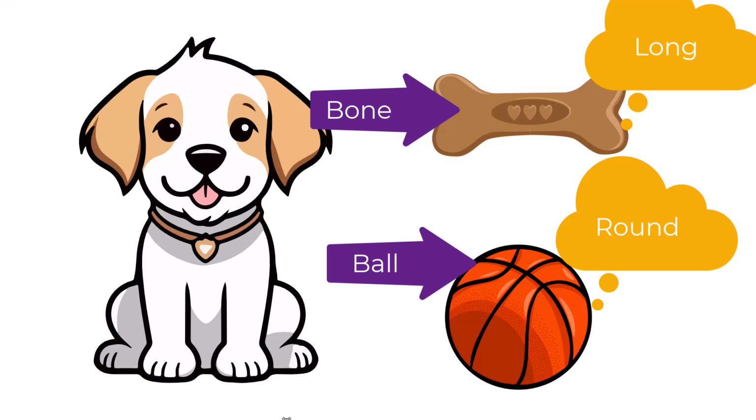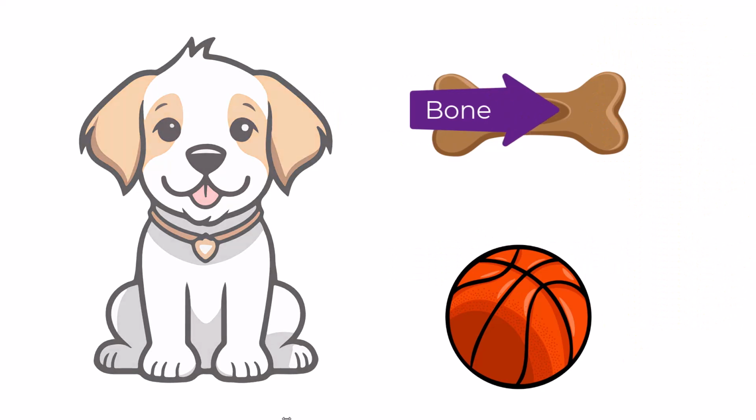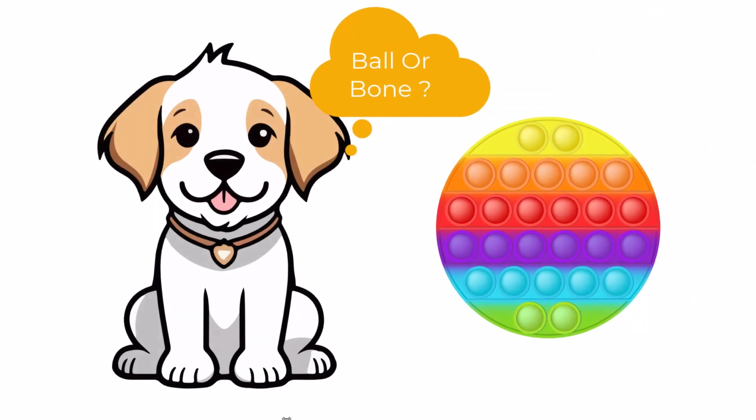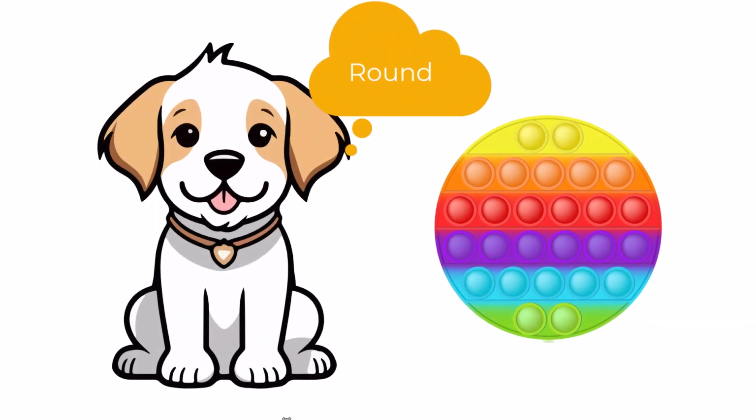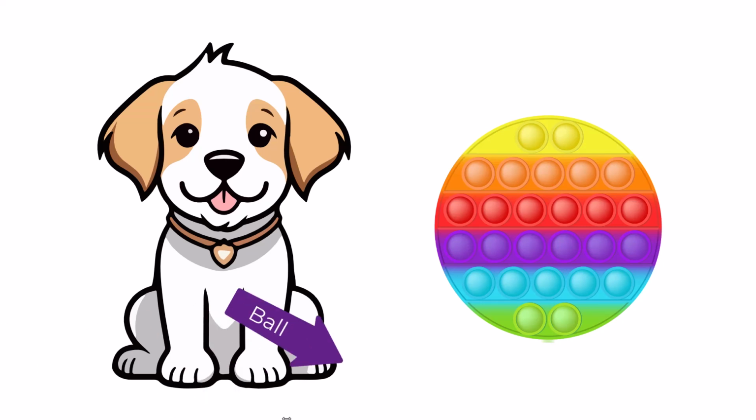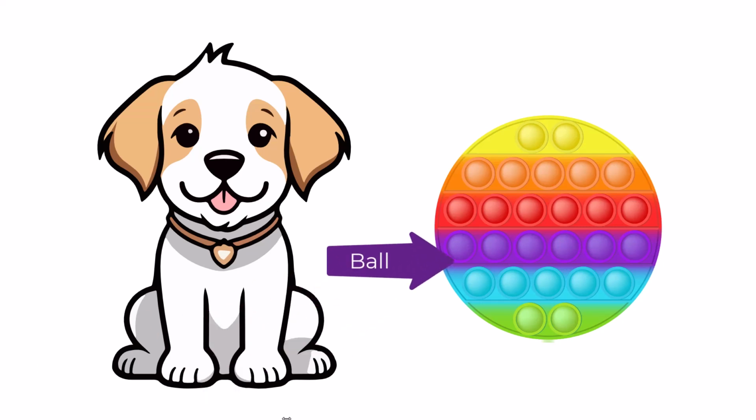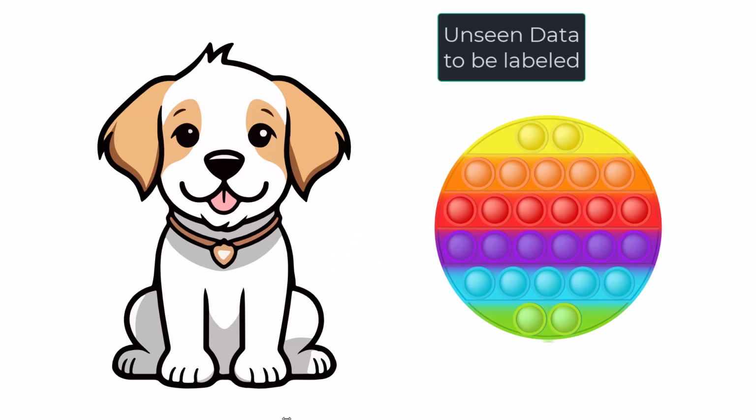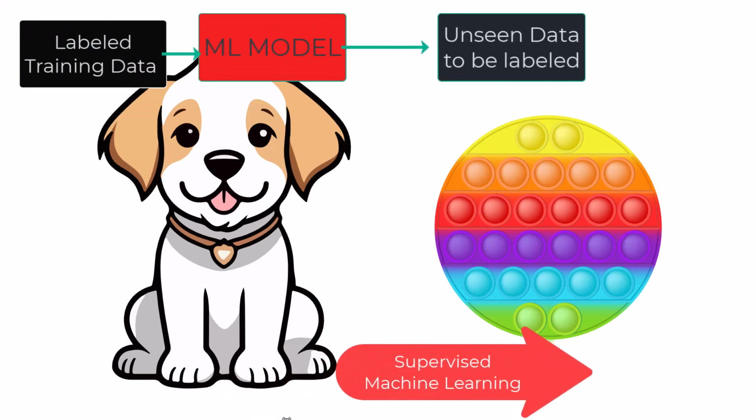Okay? And now, once Buddy is done with the training, you show Buddy an unseen object which Buddy has not seen before. And Buddy, from its previous training, knows that this object is round, and classifies it as a ball. So when you say ball and this object is lying there, Buddy will pick this object, right? And this is what supervised machine learning is all about.